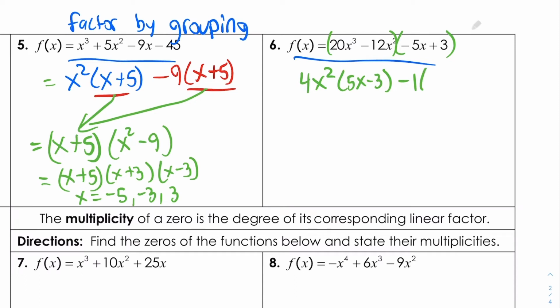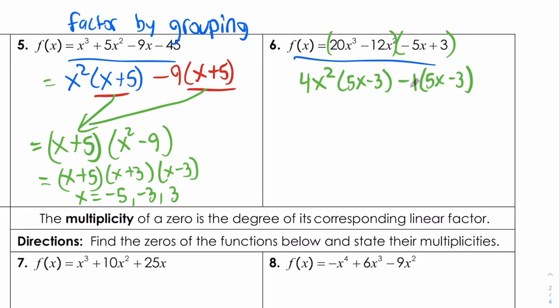So if we just factor out a negative 1 from these two parts, what goes inside of this parentheses would be negative 1 times 5x and negative 1 times negative 3. Now we have a 5x minus 3 in a parentheses and a 5x minus 3 in parentheses. The 5x minus 3 is multiplying 4x squared. The 5x minus 3 is multiplying the negative 1.